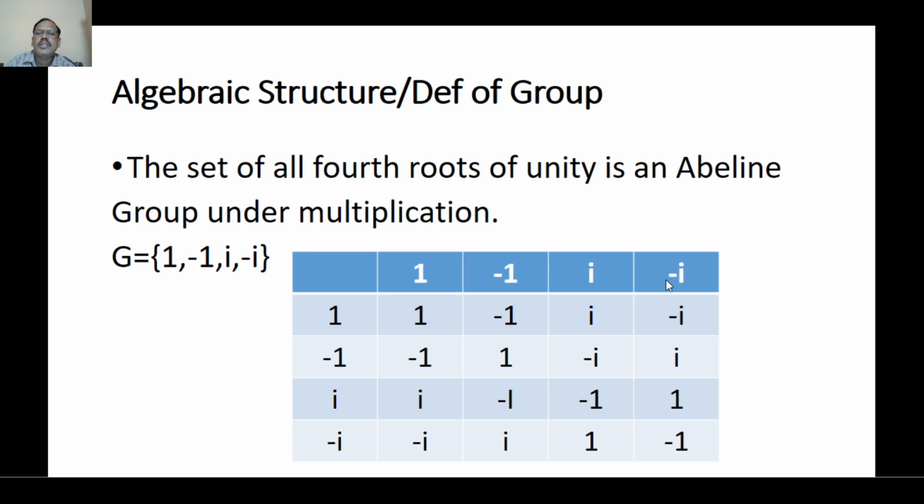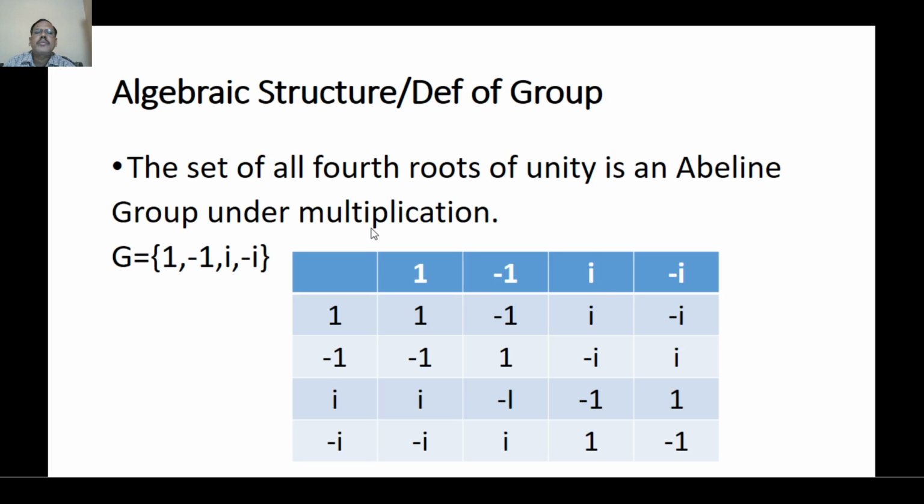So each and every element has its own inverse, and it also satisfies the commutative property. You observe that the elements are symmetric about the diagonal. So this is the diagonal, and all the elements are symmetric about the diagonal, therefore it satisfies all the properties of a group, and hence it is an abelian group under multiplication.